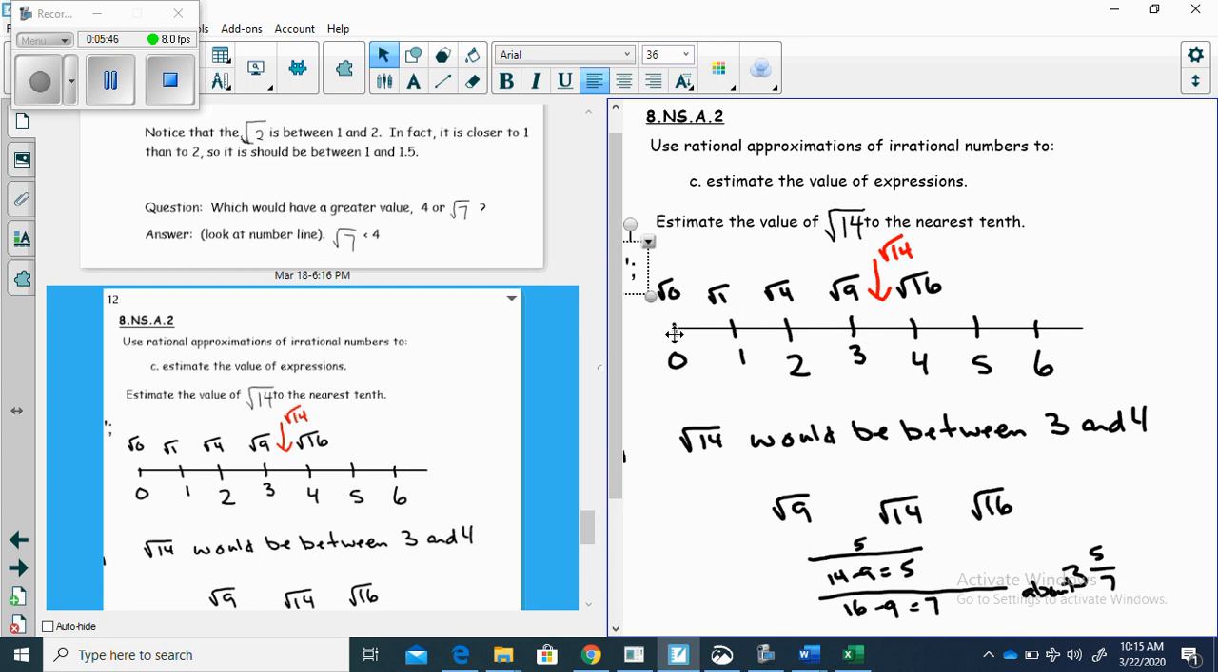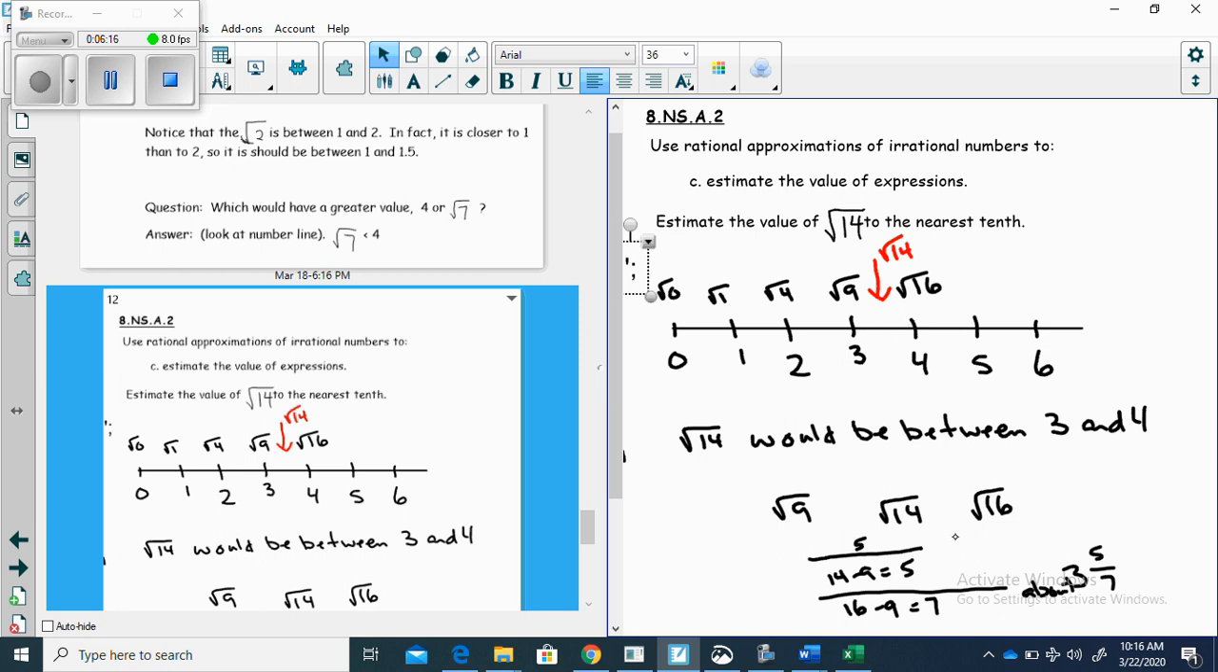We know if we put this on the number line, like we did earlier, put our numbers here and put our square roots for them here. Square root of 0 is 0. Square root of 1 is 1. Square root of 4 is equal to 2. Square root of 9 is equal to 3. The square root of 16 is equal to 4. The square root of 14 is going to fall between the square root of 9 and the square root of 16. So the square root of 14 falls between 3 and 4.